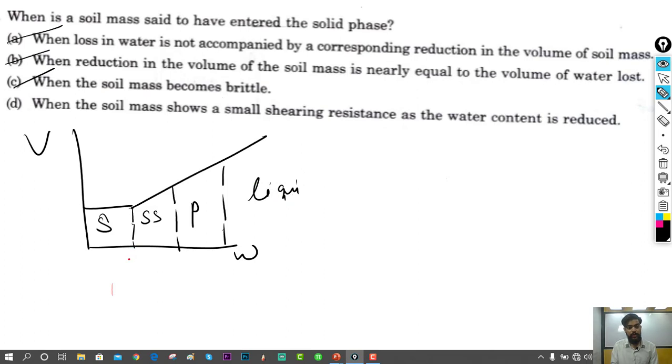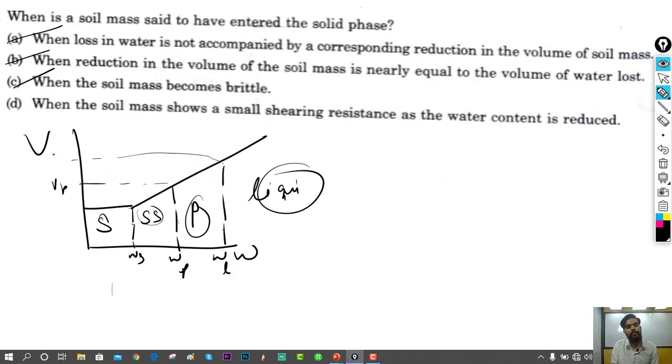These points represent the shrinkage limit, the plastic limit, and the liquid limit. After crossing the shrinkage limit, our soil is in the semi-solid state. After crossing the plastic limit, our soil is in the plastic state, and within the range of plastic limit and liquid limit, our soil is also in the plastic state. Within the range of shrinkage limit and plastic limit, our soil behaves like a semi-solid, and after crossing the liquid limit, our soil behaves like a liquid. Corresponding to this value is volume Vp, and corresponding to this is volume VL.